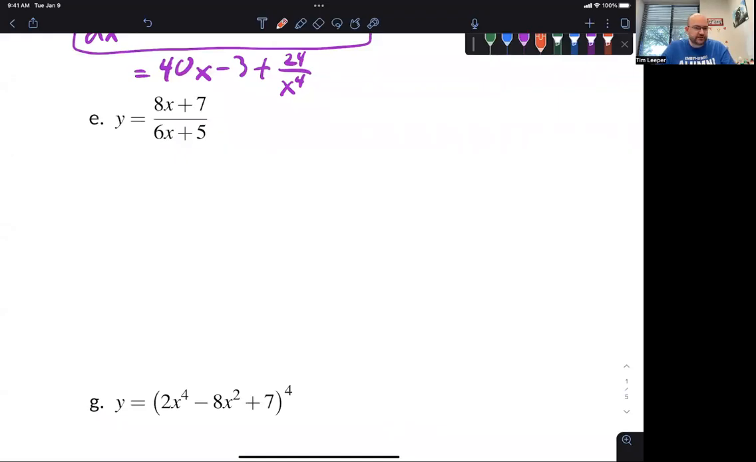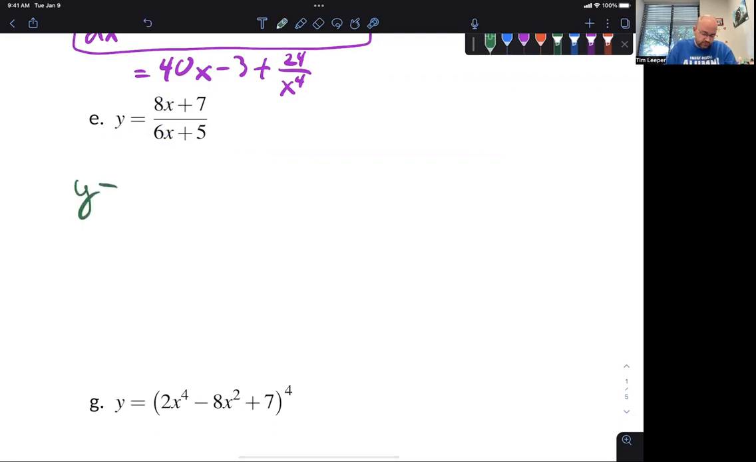Hello. In this video, we're going to continue finding derivatives. So if we have y equals 8x plus 7 all over 6x plus 5, I can't do what I just did in the previous video and divide each of these by the denominator because there's more than one term down here. So instead, we have to use the quotient rule.